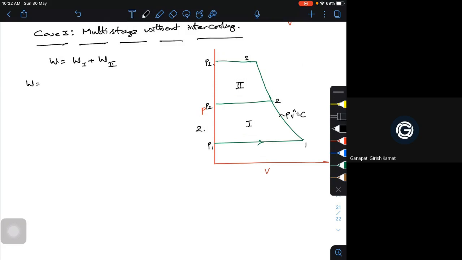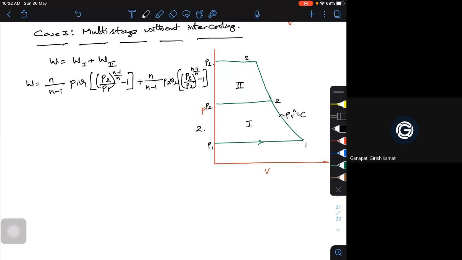So W is equal to N by N minus 1, whatever it may be. N by N minus 1 into P1 V1, into P2 by P1 whole to the power of N minus 1 by N minus 1, plus N by N minus 1 P2 V2 into P3 by P2 whole to the power of N minus 1 by N minus 1. So both the stages I need to add separately. In your P1, V1 I know.